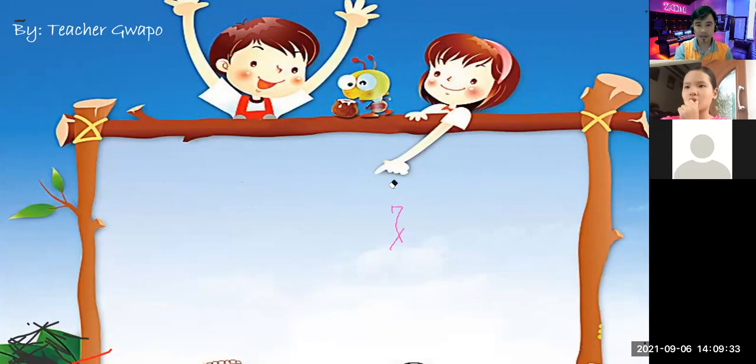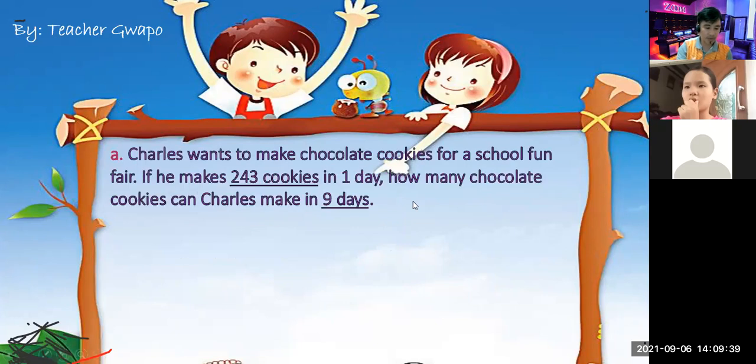Now in letter A, here, what is the problem in letter A? The problem in letter A, let us read all together. If you can read it there, just read it there with me. Okay, Charles wants to make chocolate cookies for a school fun fair. And then if he makes 243 cookies in a day or in one day, how many chocolate cookies can Charles make in 9 days?